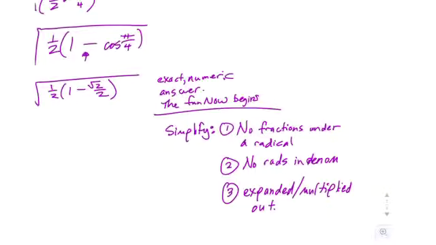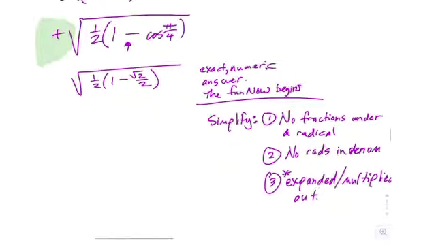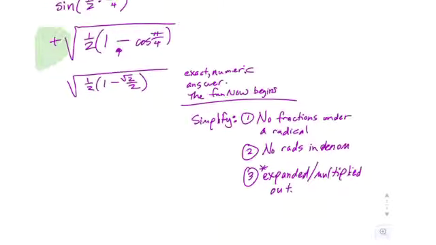Not factored. That's just kind of a general rule. But to guide you, the first two should be important: no fractions under a radical and no radicals in the denominator. Got it?